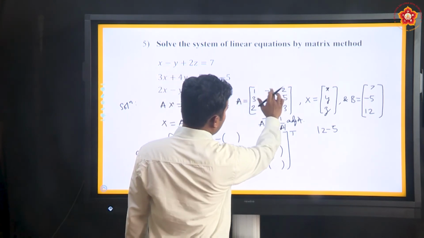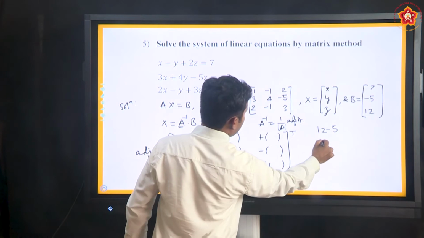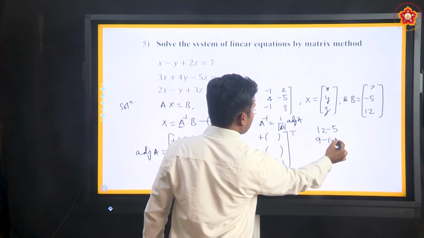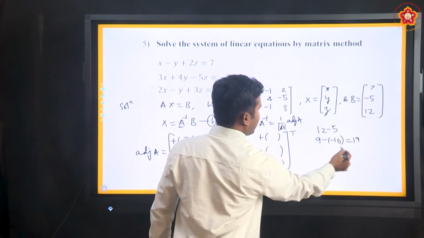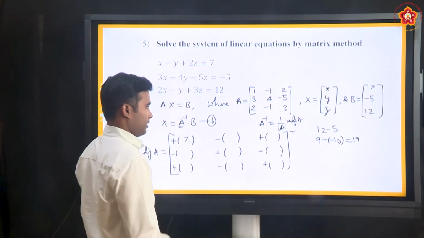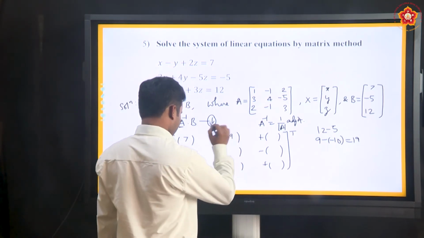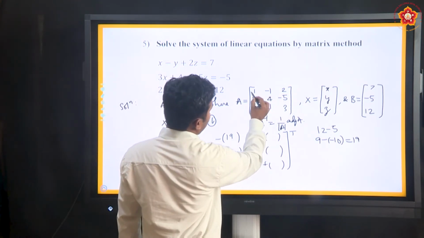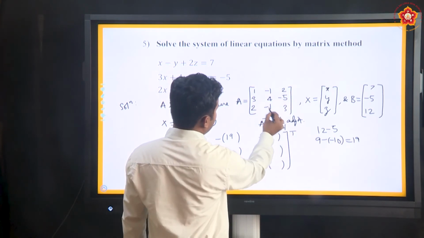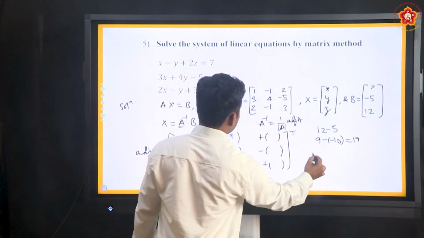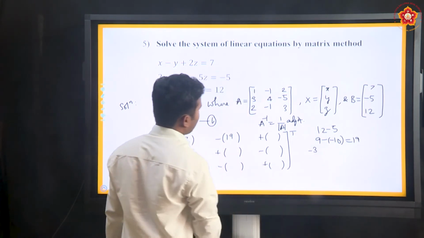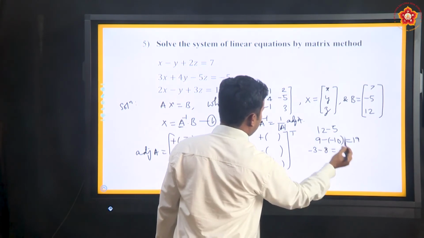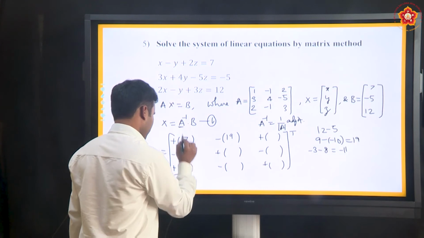Next, similarly, we need to find this entry. Delete the first row, second column. 3 into 3 is 9, minus 5 into 2 is minus 10. So, the answer is 9 plus 10, which is 19. Next entry, we have to find this one. Delete the first row, third column, and take the determinant: 3 into minus 1, that is minus 3, minus of 4 into 2, minus 8. What is the answer? Minus 11. So, write it down here.